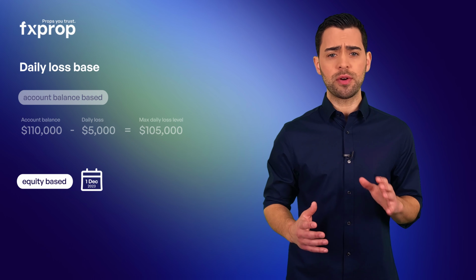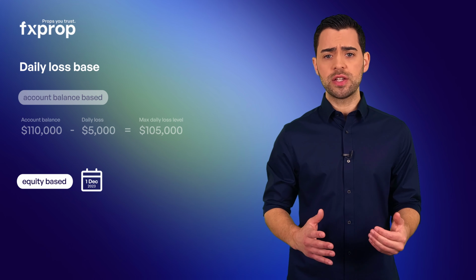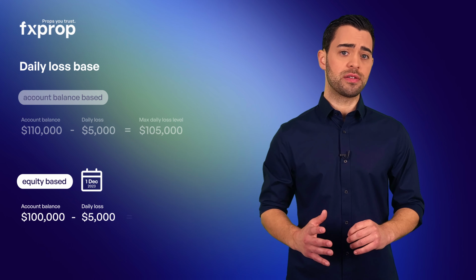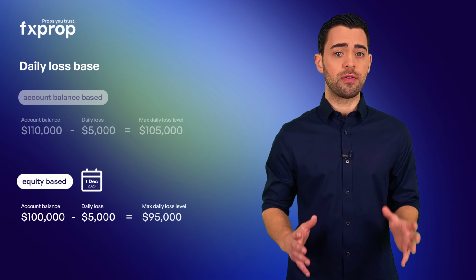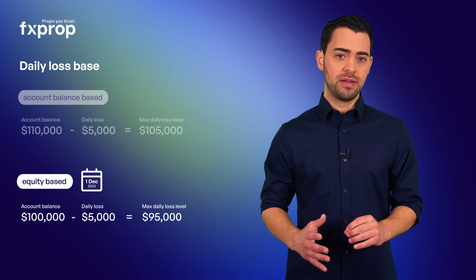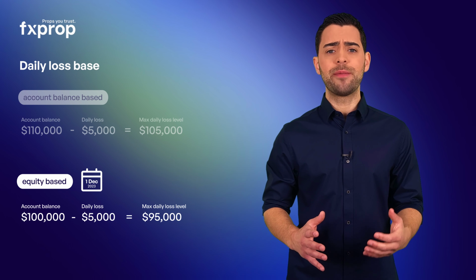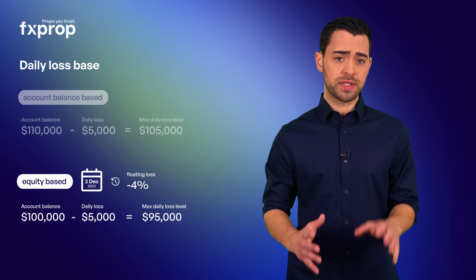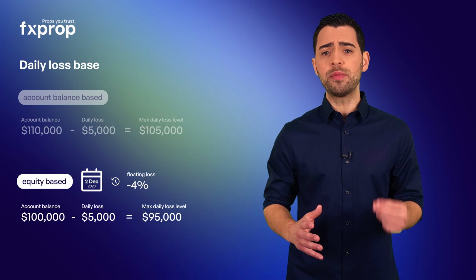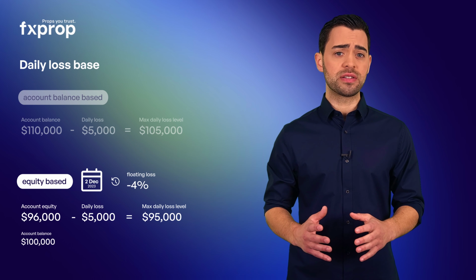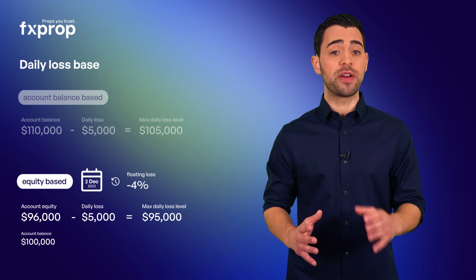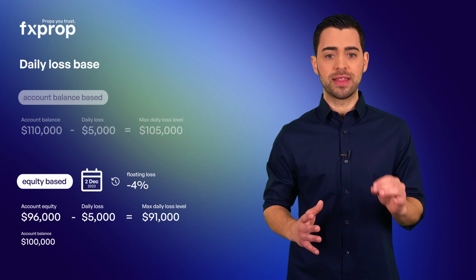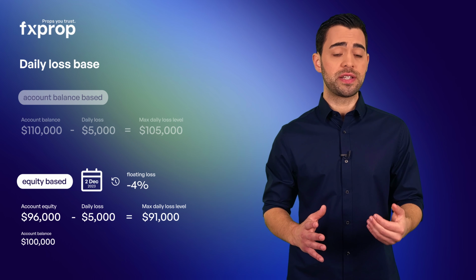Let's assume that on December 1st, 2023, we start the challenge with an account of $100,000. Our daily loss value is $5,000, making our maximum daily loss level for the day $95,000. The model based on equity means that if at the time of daily loss reset time, we have a floating loss of minus 4% or $4,000 with simultaneous equity at $96,000, the daily loss reset time is very favorable for us, as the maximum daily loss level will shift to $91,000, simultaneously increasing our chances.